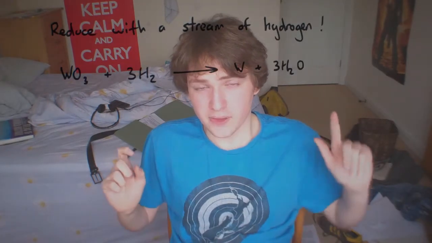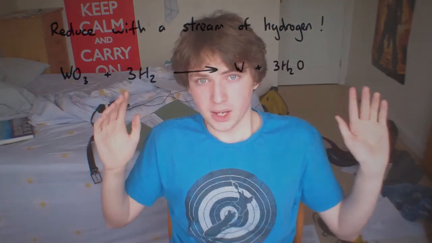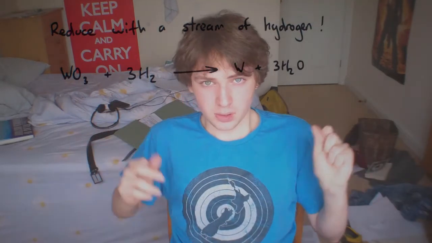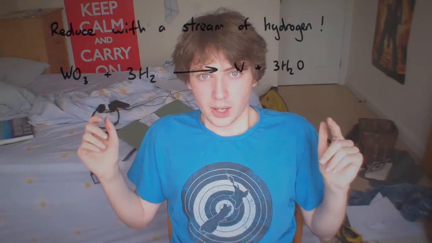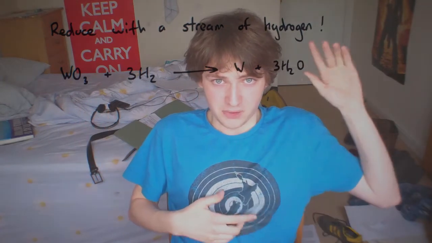Instead, a stream of hydrogen is used. So you take your tungsten oxide and you heat it up between 800 and 1100 Kelvin, and you blast it with hydrogen, and the hydrogen reduces it, and you get water, and the stream of hydrogen carries that water away, and it just keeps happening until all you're left with is tungsten metal and some water left over elsewhere.